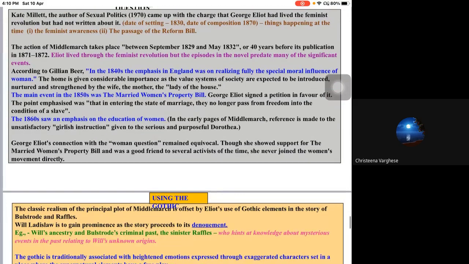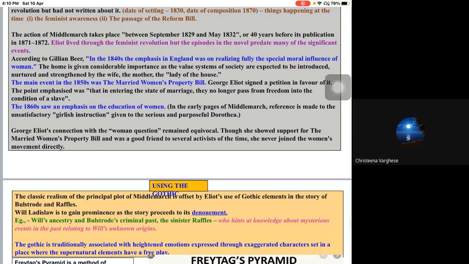George Eliot's connection with the woman question remained equivocal. Not unequivocal, equivocal. Though she showed support for the Married Women's Property Bill and was a good friend to several activists of this time, she never joined the women's movement directly. So she was not as active as could be expected of a writer of her stature.